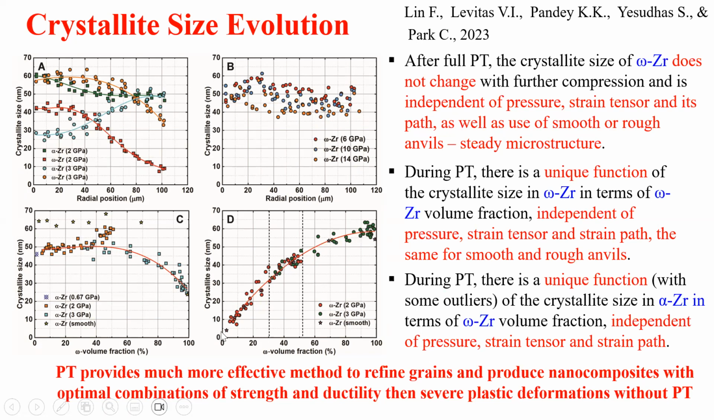And this rule has very important practical applications. You see here, even at 14 GPa and corresponding large plastic strain, here it's only compression, we cannot reduce crystallite size below 40 to 60 nanometers. But during phase transformation in the pressure range of 0.7 to 3 GPa, you see crystallite size varies from 5 nanometers to 60 nanometers. So phase transformation is a much more economic way to reduce crystallite and grain size than just severe plastic deformation under high pressure. And here there is a possibility to obtain nanocomposite with optimal properties.